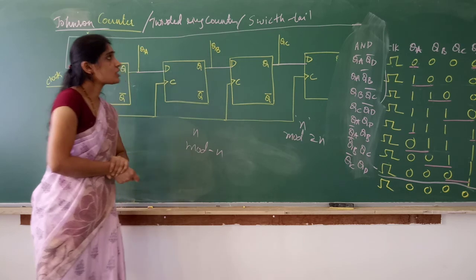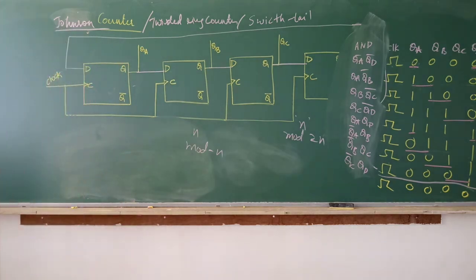Okay. So that's all about ring and Johnson counter. So we'll start the next module, that is module 5.